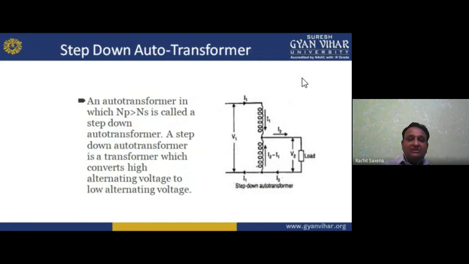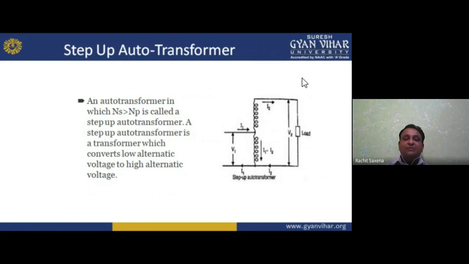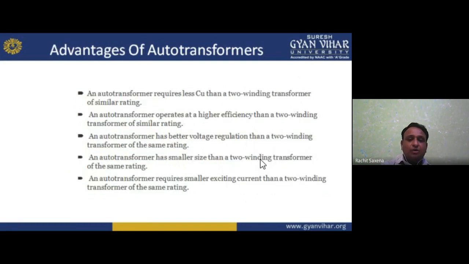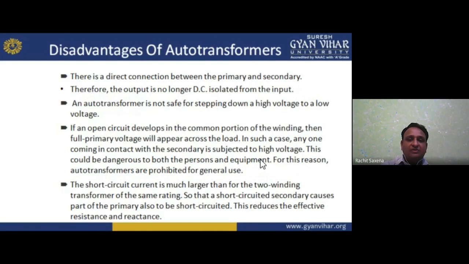So this is the step up auto transformer. In this, 1 2 3, 1 2 is N1 and 2 3 is N2. Here, in the step down, the secondary winding turns are less than the primary winding turns, or we can say the primary winding turns are greater than the secondary winding turns. Now this is all about the advantages, and this is all about the disadvantages.